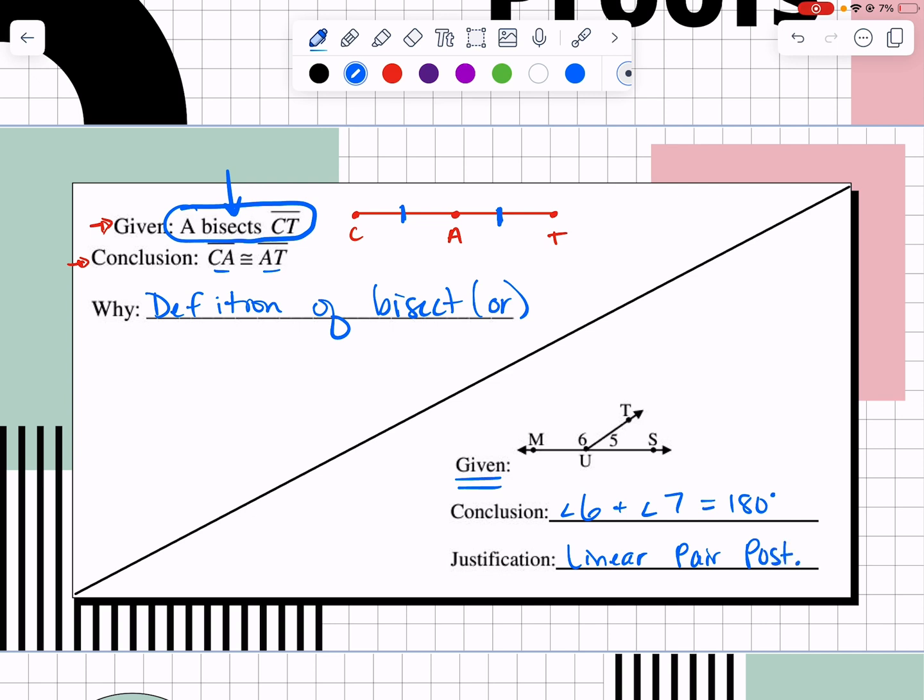Whereas I would have actually broken this into 2 steps. Based on this picture alone, I'm sorry, not 7, this is a 5. Ooh, did I do 2 different ones? No, we're good. Okay. So I would have broken this down into angle 6 and angle 5 are a linear pair. That would have been my conclusion 1. And my justification would have been the definition of a linear pair.